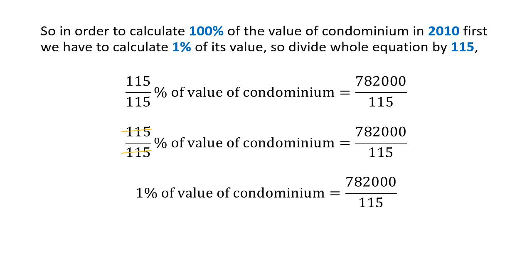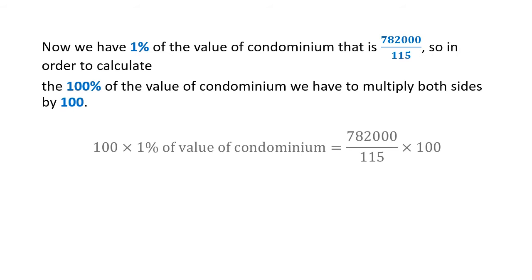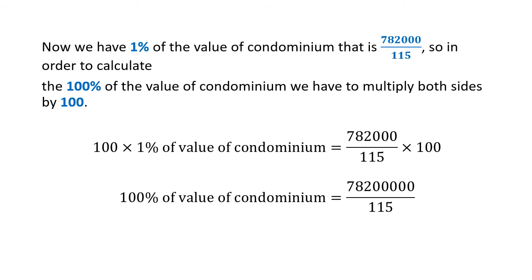So in order to calculate 100% of the value of the condominium in 2010, first we have to calculate 1% of its value, so divide the whole equation by 115 as shown in steps. So we have 1% of the value of the condominium equals 782,000 upon 115. Now we have 1% of the value of the condominium, that is 782,000 upon 115.